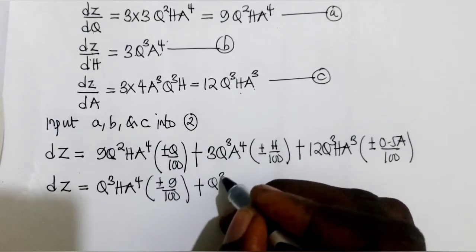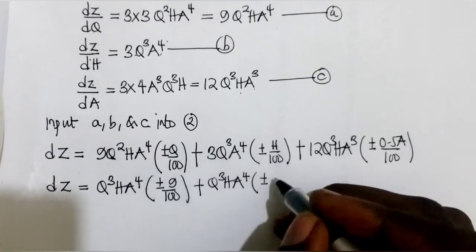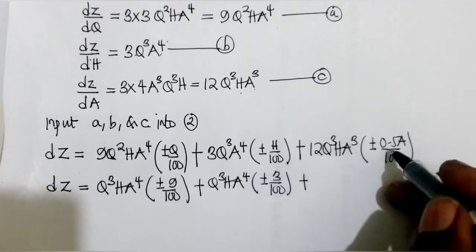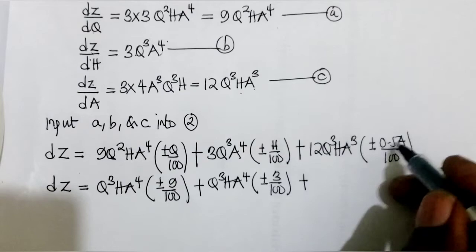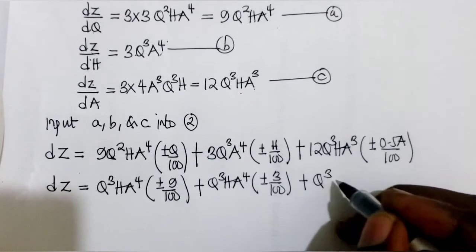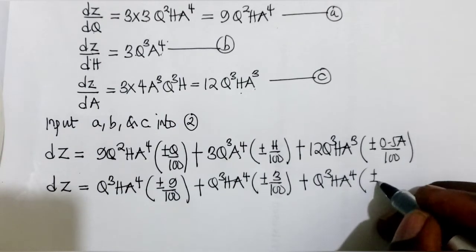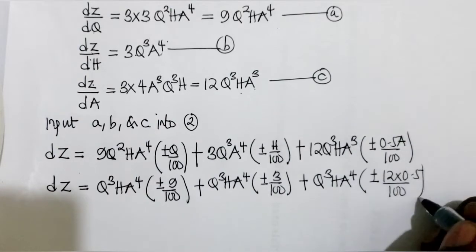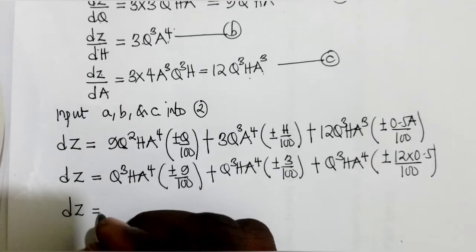I'm going to have q³ h a⁴ plus or minus, then the 3 will go inside the bracket, then plus the 12 will multiply the number, while a will go and multiply its own variable, a times a³. That will give us a⁴. So I have q³ h a⁴ into bracket plus or minus 12 times 0.5 all over 100. So I'll have the error that will come in z.